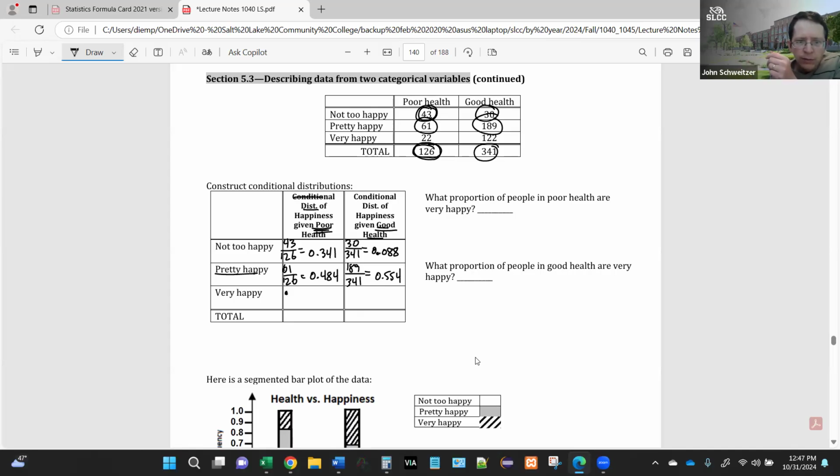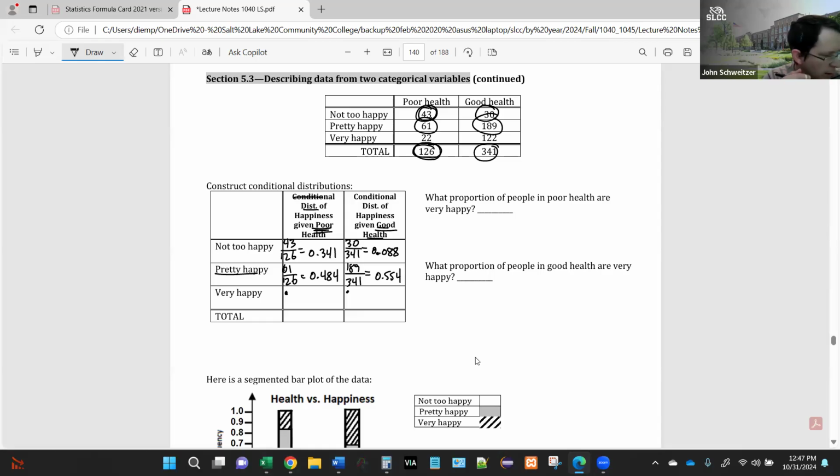Find the conditional there for very happy, for the poor and the good health for the very happy. Okay, let's give that a try, and then we'll be pretty much done with our conditional distribution. And I think you'll be able to see pretty quickly why this conditioning on the explanatory variable can give insight into the relationship between the variables.